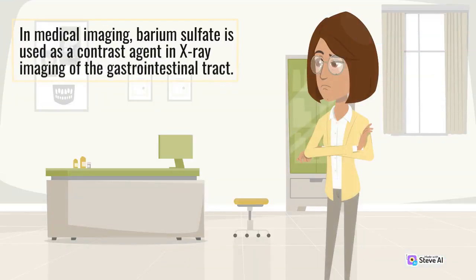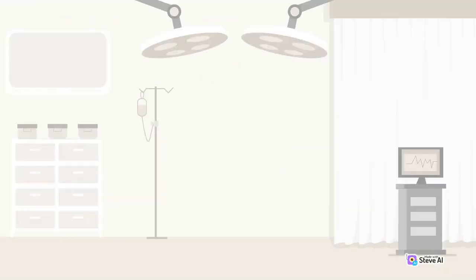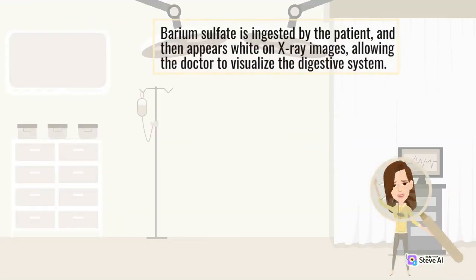In medical imaging, barium sulfate is used as a contrast agent in X-ray imaging of the gastrointestinal tract. Barium sulfate is ingested by the patient, and then appears white on X-ray images, allowing the doctor to visualize the digestive system.